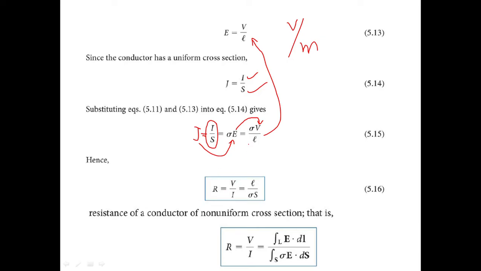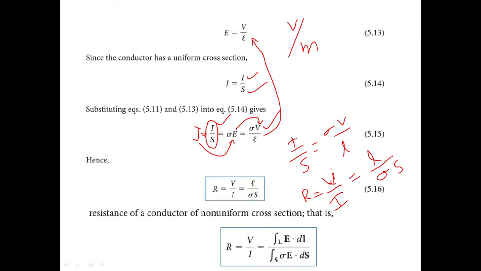How did we get this? Now R is V by I. Take these two equations, that is, I by S and sigma V by L. So I'll write it separately here. That is, I by S is equal to sigma V by L. So if I want V by I, L will be on the top and sigma and S will be down from that equation. So that is what is written here. And what is V by I? V by I is nothing but the resistance R.